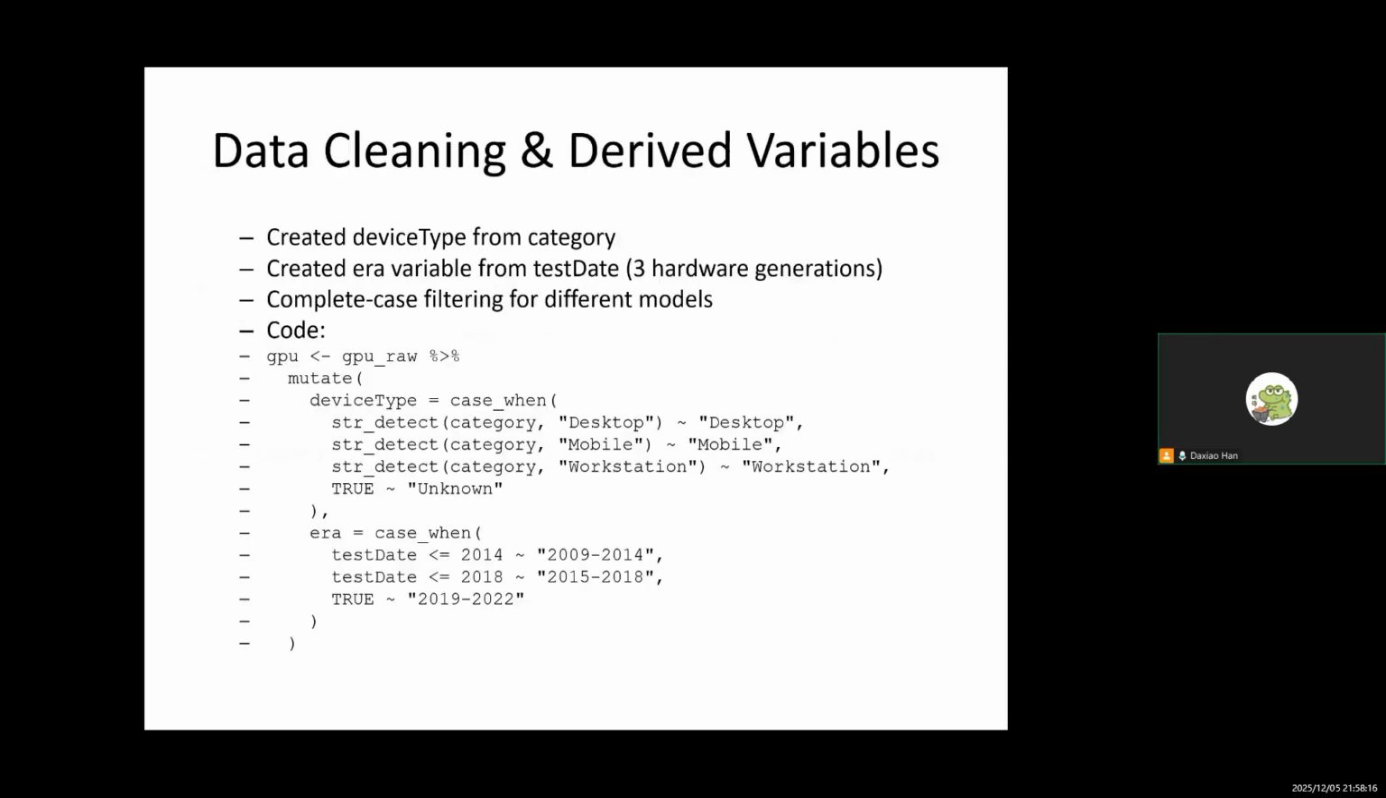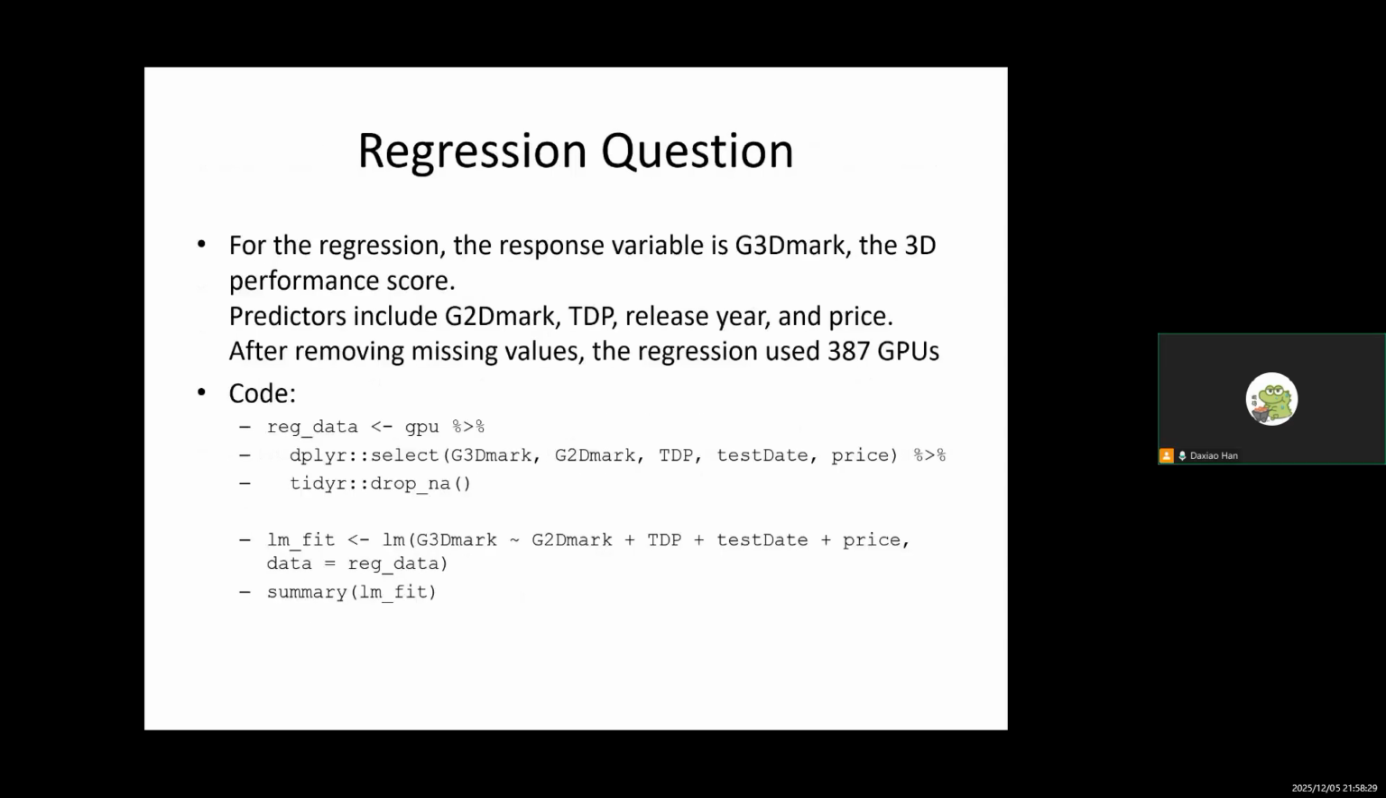The first step is data cleaning and derived variables. I created the device type from category, created the era variable from test date, and applied complete case filtering for different models. The code is here. And the second part is regression.